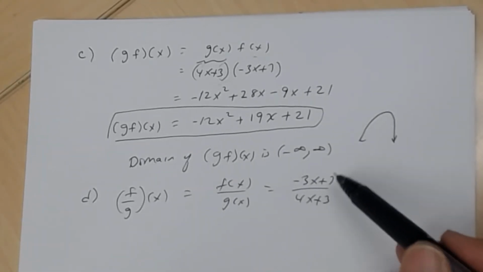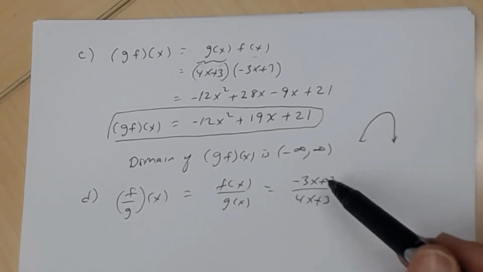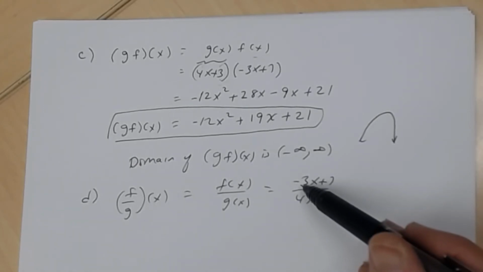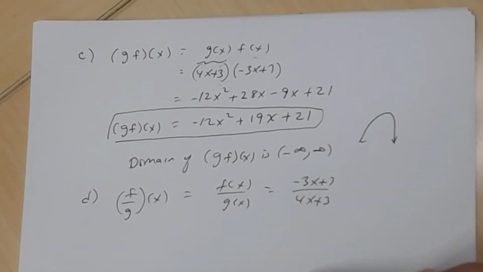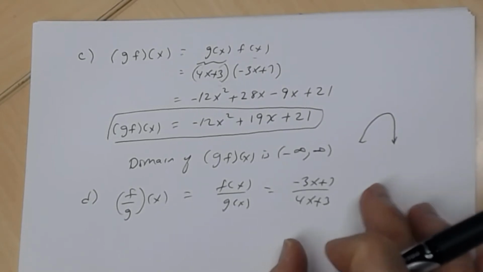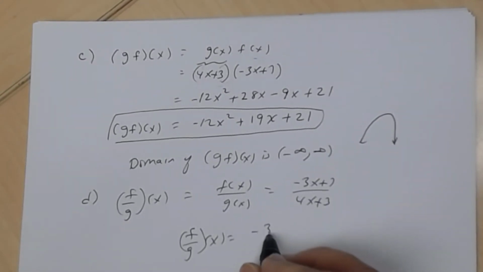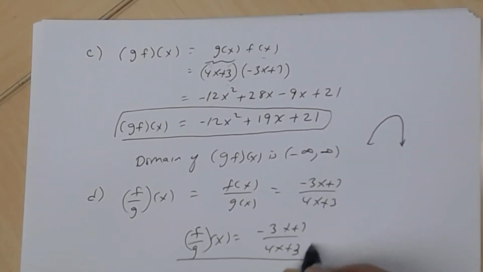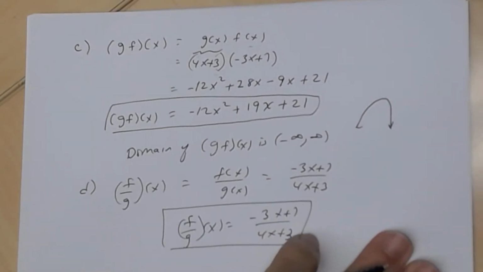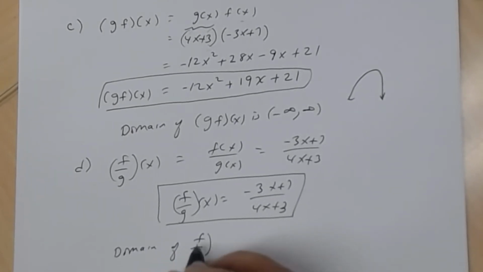And then at this point, what you want to do is try to factor if you can and reduce, because if you can reduce, you want to do that. But in this case, the GCF of both of these numerator and the denominator, both of these polynomials, is 1. So there's nothing else you can do in terms of reducing. Okay, so at this point, we would say f divided by g at x is this right here, negative 3x plus 7 divided by 4x plus 3. Okay? Now, let's find the domain. Okay, so I'm going to say find the domain of f divided by g at x.